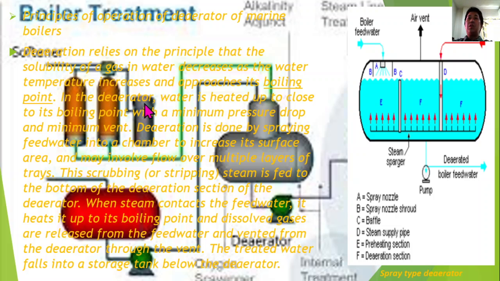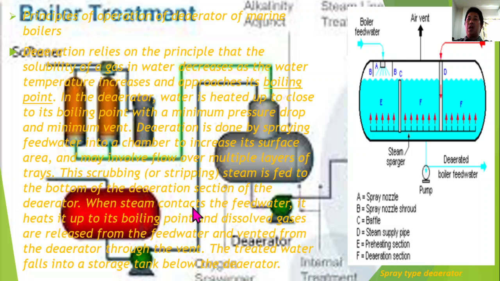In the aerator, water is heated up to close to its boiling point with a minimum pressure drop and a minimum vent. The aeration is done by spraying water into a chamber to increase its surface area and may involve flow over multiple layers of trays. This scrubbing or stripping steam is fed into the bottom of the aeration section of the aerator.